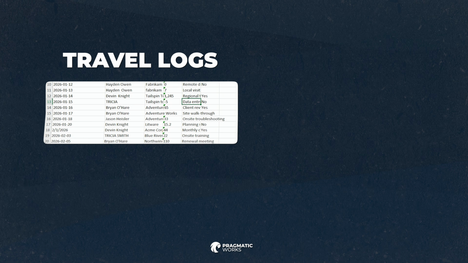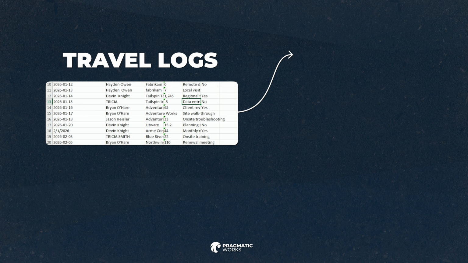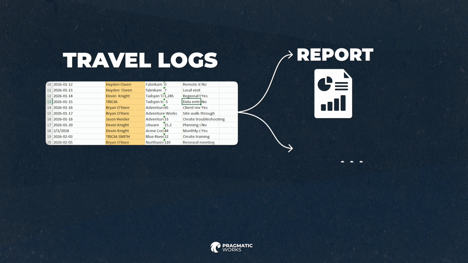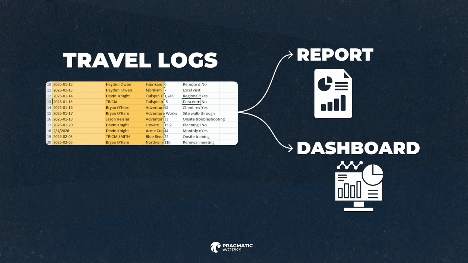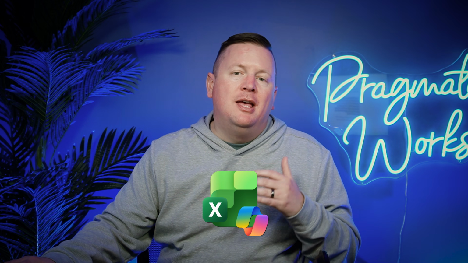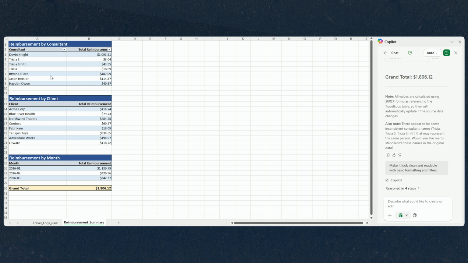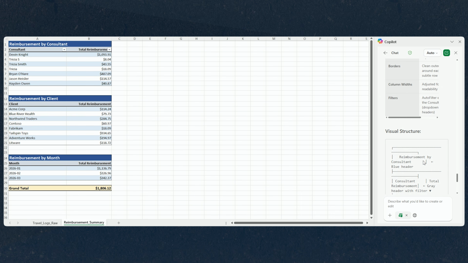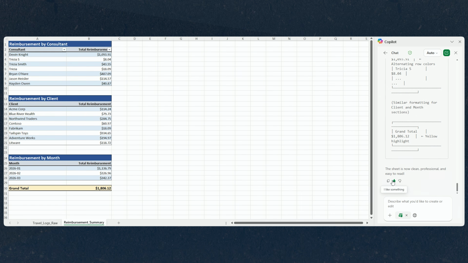All right, so here's the problem. We have travel logs from a team. It's messy, it's not consistent, and leadership wants a clean reimbursement report and a dashboard by consultant, client, and by month. And what we're going to be doing is using Excel, but with agent mode inside of Copilot, to be able to do these multi-step cleansing processes by writing some single prompts or multiple prompts inside of it.